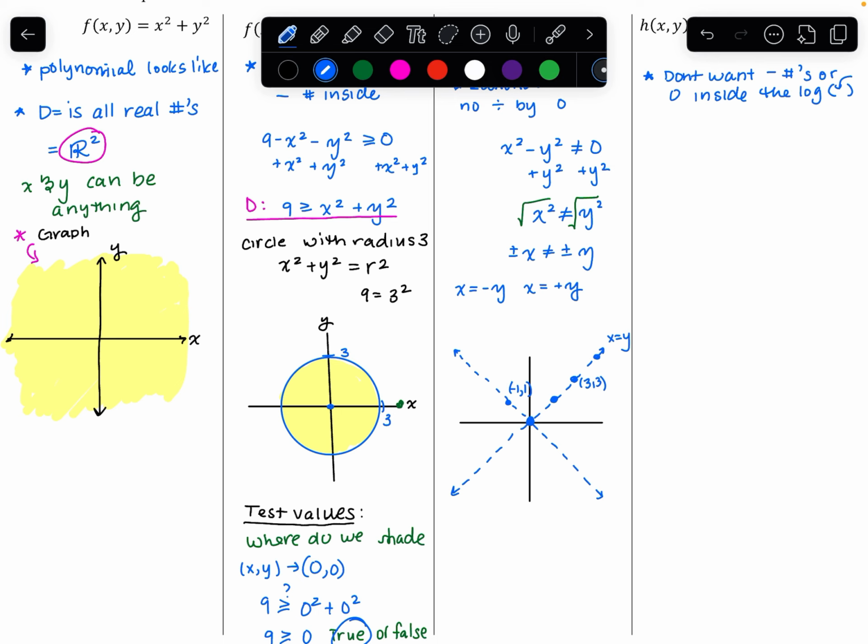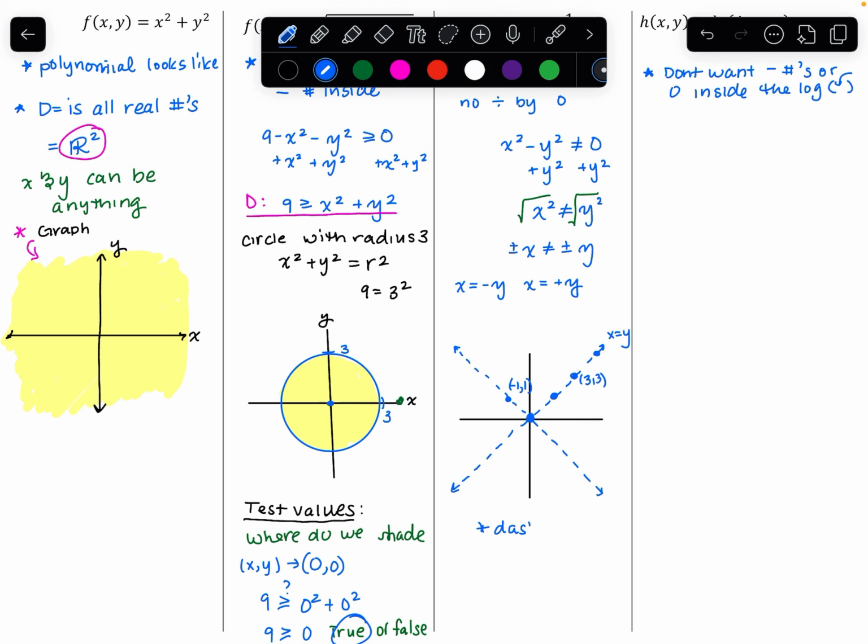All right, so let's write that. Dashed line means don't include in my graph.